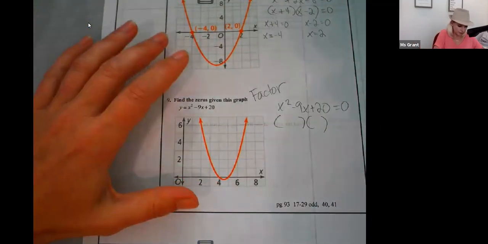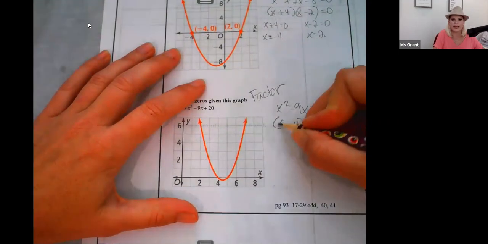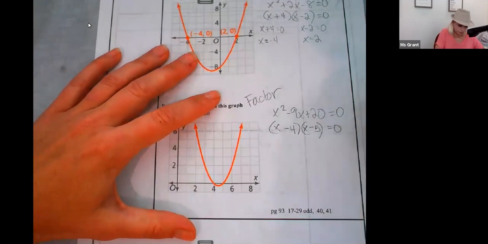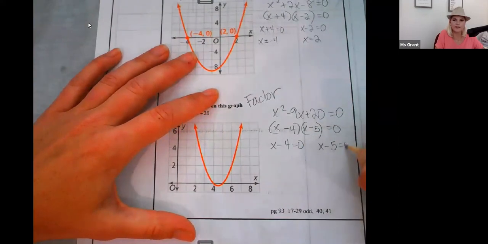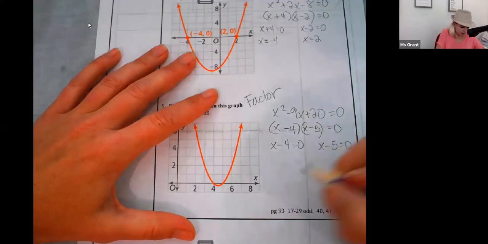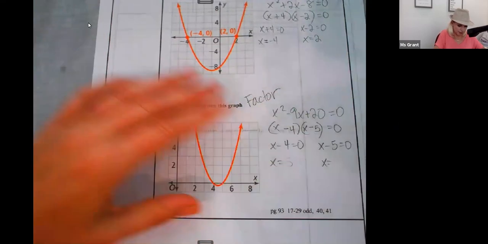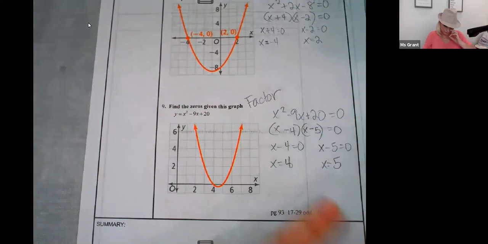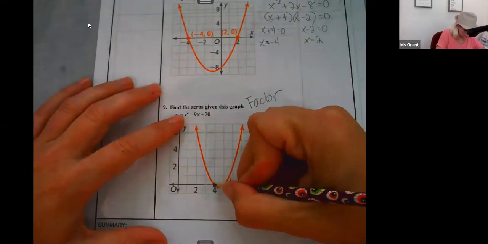4 and 5. But they both have to be negative because I want -4 and -5 put together, and that makes a -9. x minus 4 equals 0. Set it equal to 0. x minus 5 equals 0. x equals 4. And x equals 5. Again, my zeros are my x-intercepts, 4 and 5.